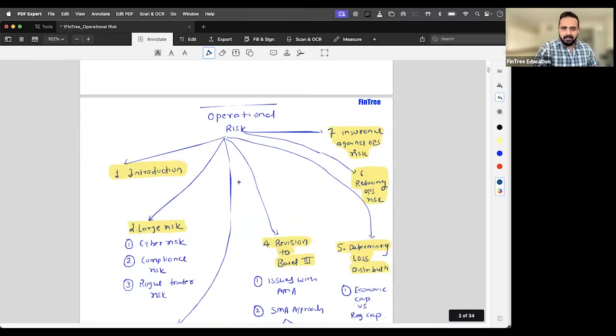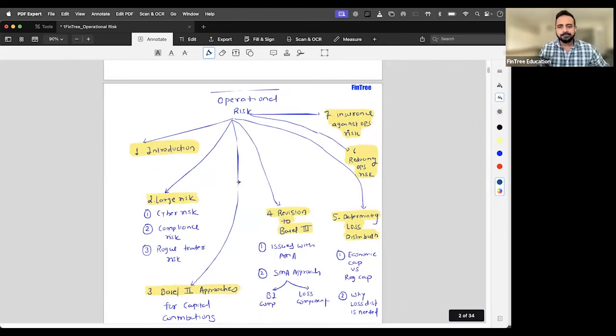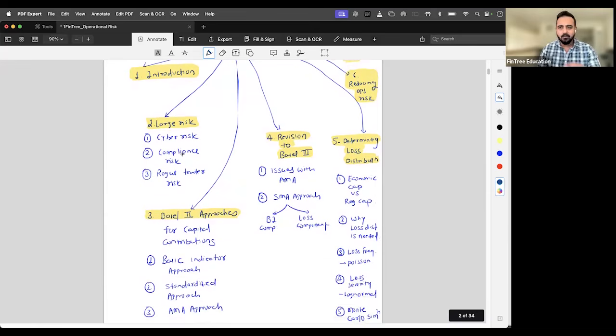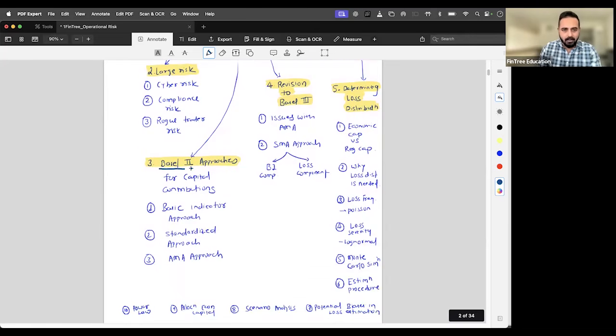Now, this reading is divided into 7 sections, and that's how I'm going to do the presentation. I've created all these sections by myself just for a more structured learning perspective. First, we'll do the introduction, mostly theory. Then we'll understand which are the 3 large operational risks. Then we will spend some time on Basel II, and after that, we will go to Basel III. So how operational risk was looked at under Basel II, and how it was looked at under Basel III.